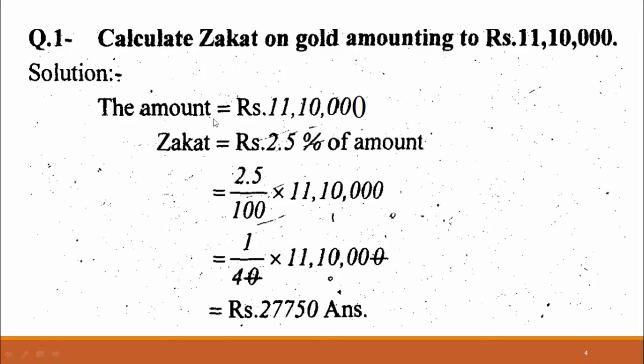Now, dear students, in this example, you see this is a very simple problem. If you have a total amount, then to find the zakat amount, you should keep in mind the rate of zakat out of 100. Out of 100, the rate of zakat is 2.5 rupees. Or simply, we can say that if we have 40 rupees, then the amount of zakat is 1 rupee. So 1 by 40 multiplied by the total amount, you will get the zakat for the total amount.